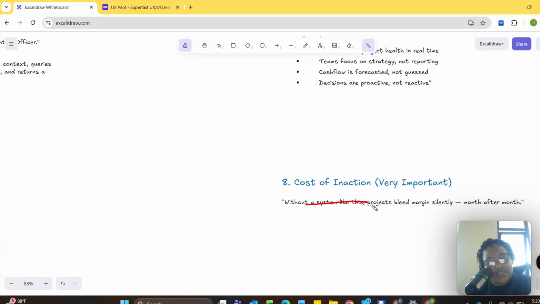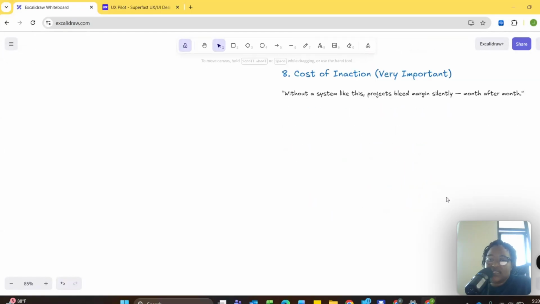Without a system like this, projects bleed margin silently. So imagine we didn't discover this 2.5 decrease at 68%. What if we reach 100% without discovering the information and taking action? How much profit would be lost? So this system prevents the project from bleeding silently month after month. So it's important for the client to know the cost of not taking action.